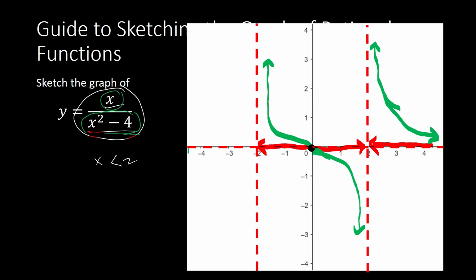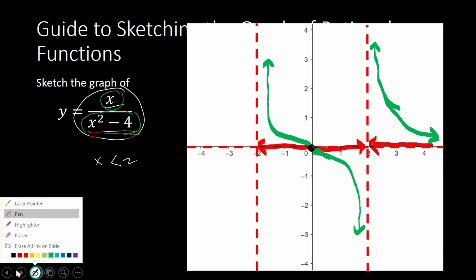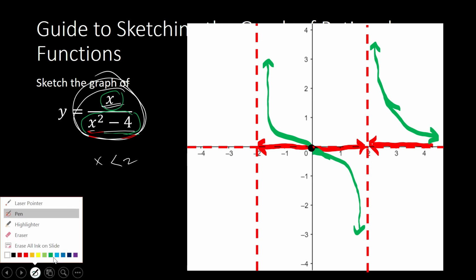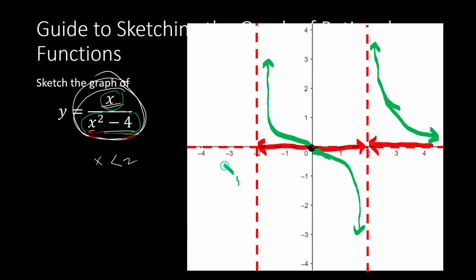Okay, we're almost there. Now, as x approaches negative 2 from the left, if we are to compute for this one, it's going to be negative. Let's say, for example, this one is negative 3 squared. That's 9. 9 minus 4 is 5. And this one is negative 3. So that is negative. So as x approaches negative 2 from the left, our function goes towards negative infinity. As x approaches negative infinity, this is where your horizontal asymptote will come in. Our function approaches the horizontal asymptote.